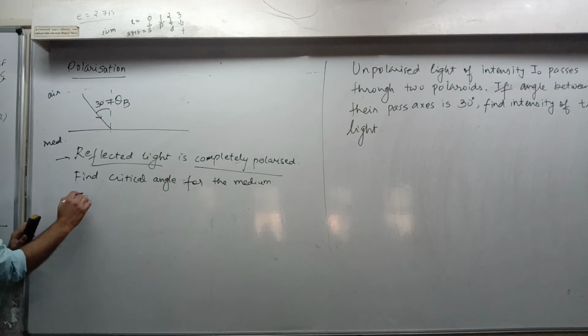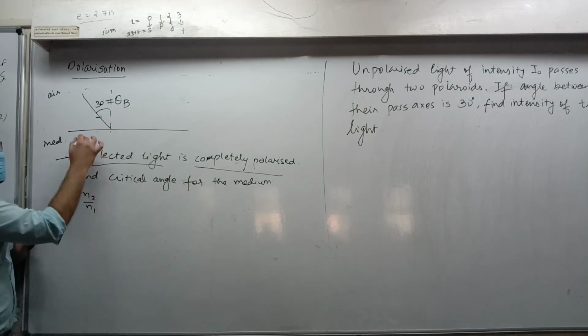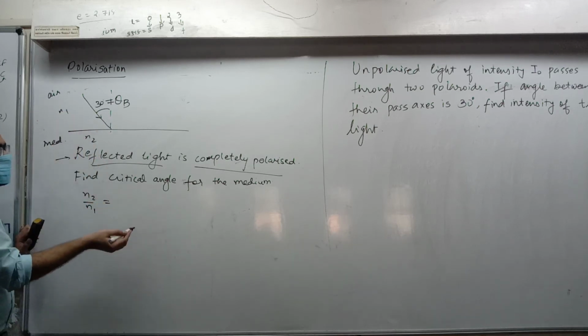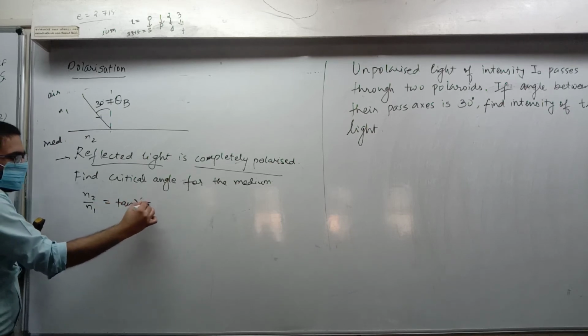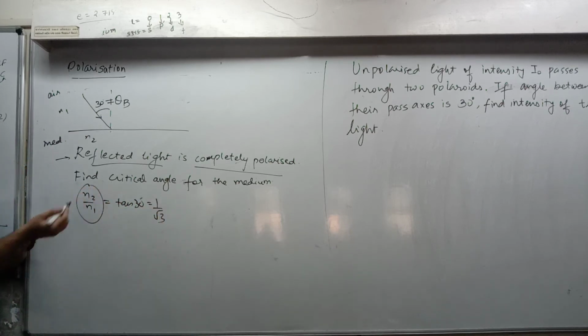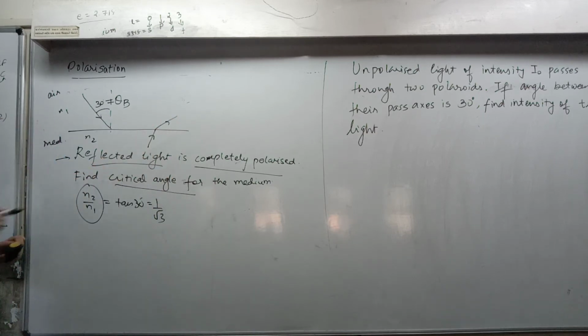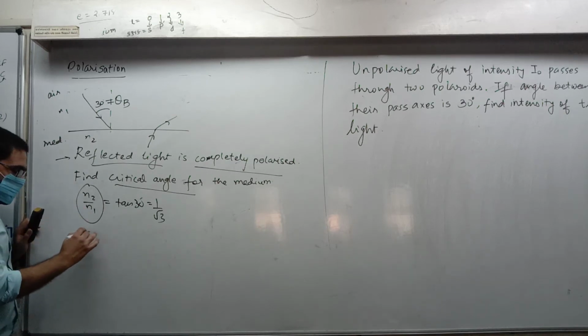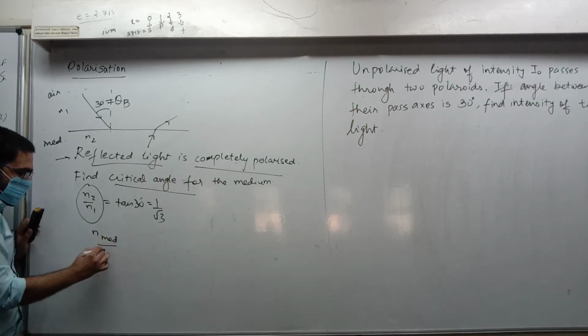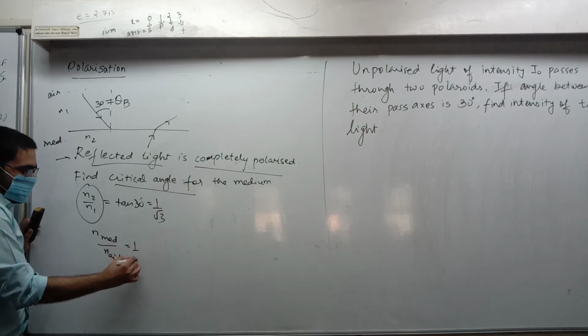Fine. So n2 by n1 is equal to what? Tan 30 degree. That is 1/√3. But we know n2 by n1 is nothing but sin c. Is that okay? See, for critical angle the light should be going like this to this. Don't forget that. But still, for that medium the critical angle will be defined, right? Okay, so what this gives you is n of medium upon n of air is equal to 1/√3.